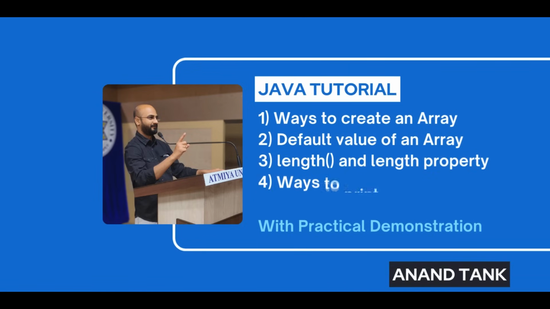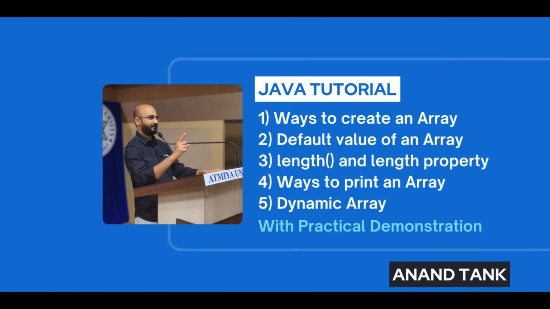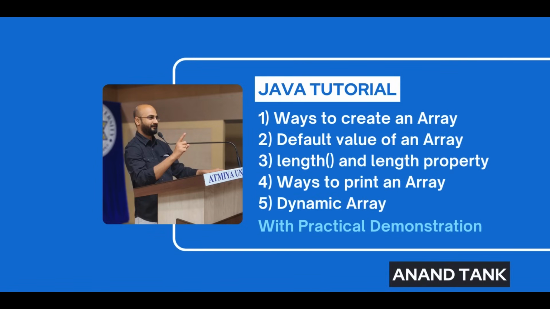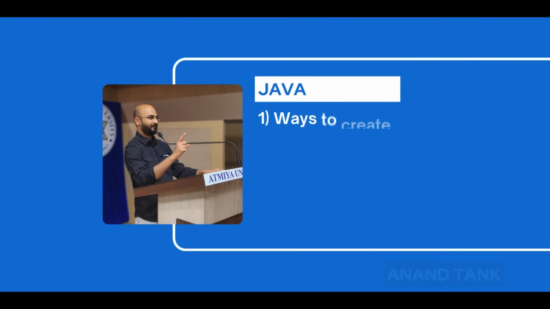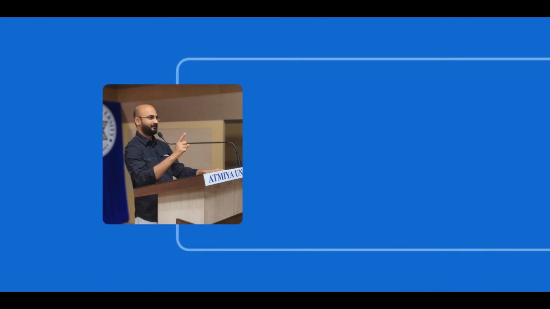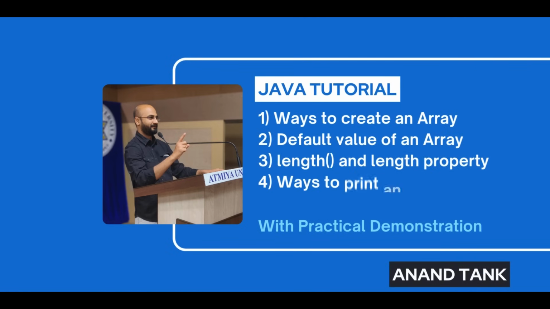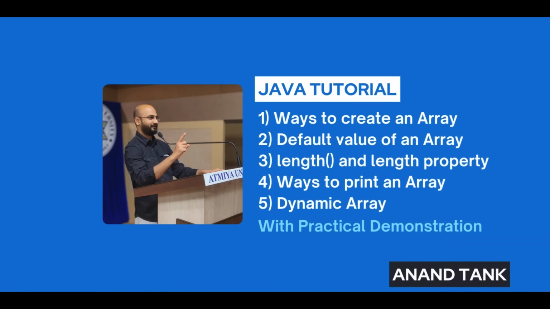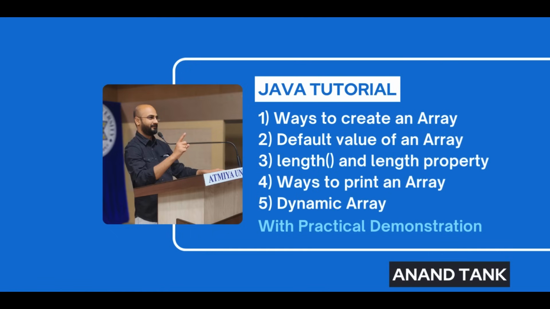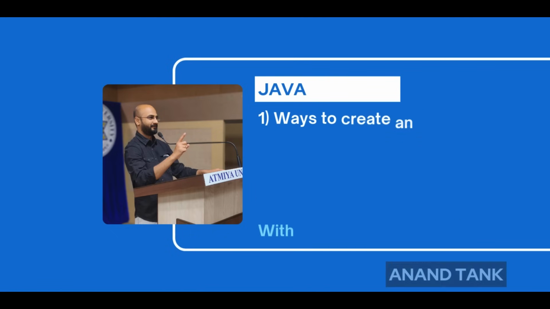In this video, I will give you 5 demonstrations about the array. First, ways to create an array. Second, the default values of the array. Third, the length method and the length property of the array. The fourth will be ways to print the array. And the fifth will be the dynamic size of the array. So let's get started.